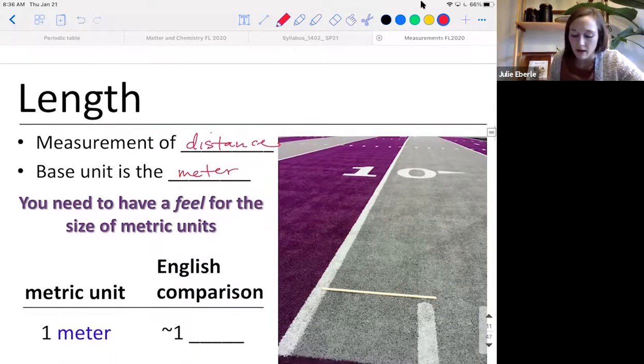Is the meter. Now, read this part in purple. I want you to have a feel for the size of a metric unit. If I say the word meter, some of you can imagine about how far that is, and some of you may not.